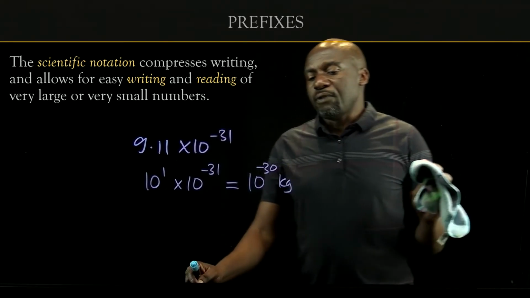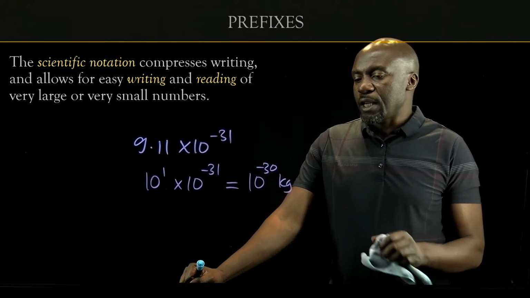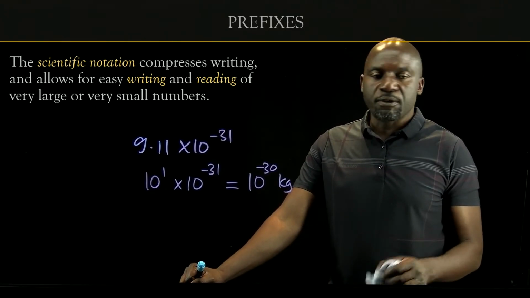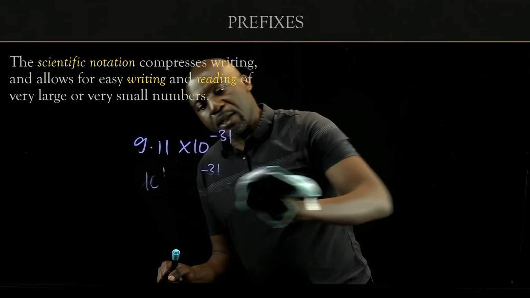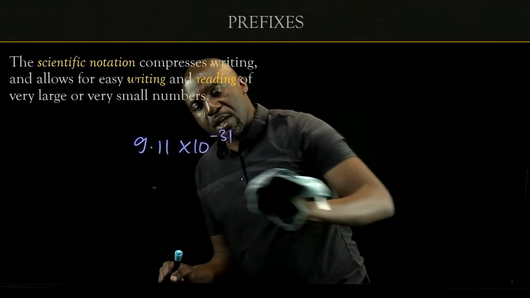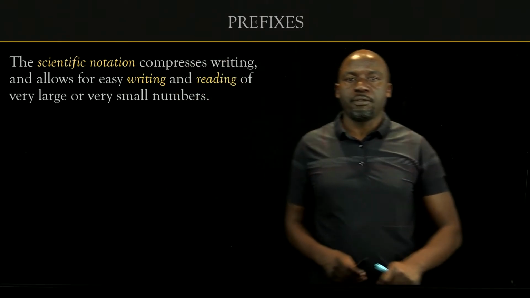So such questions are very, very common. The ratio of the size of an atom to the size of the nucleus is of the order of 10 to the power of 5, and so on. Okay, so orders of magnitude are a must for an IB physics student. Okay, so let's look at prefixes.